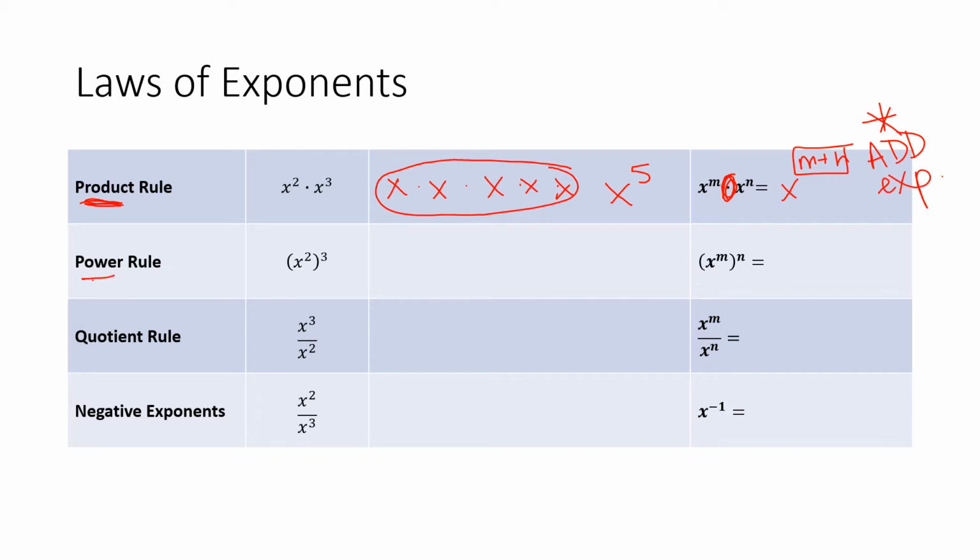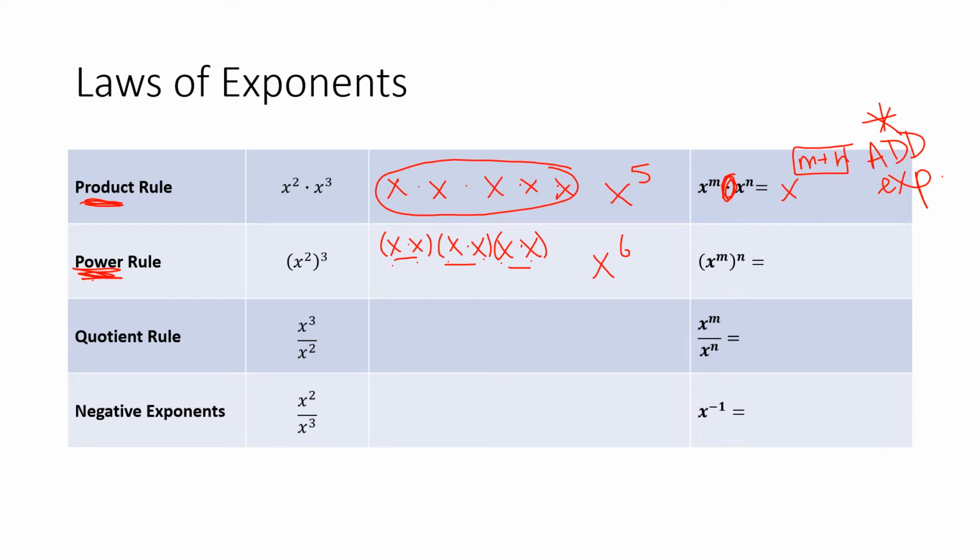Okay, power rule. Power has to do with an exponent raised to another exponent. So you have a power to a power. So something like this, x squared to the third power. So x squared to the third power would be x squared, x times x, 3 times. So x times x times x times x times x times x. So you have x squared times itself 3 times. Now if you notice, that's 1, 2, 3, 4, 5, 6 x's. So this would just be x to the 6th power.